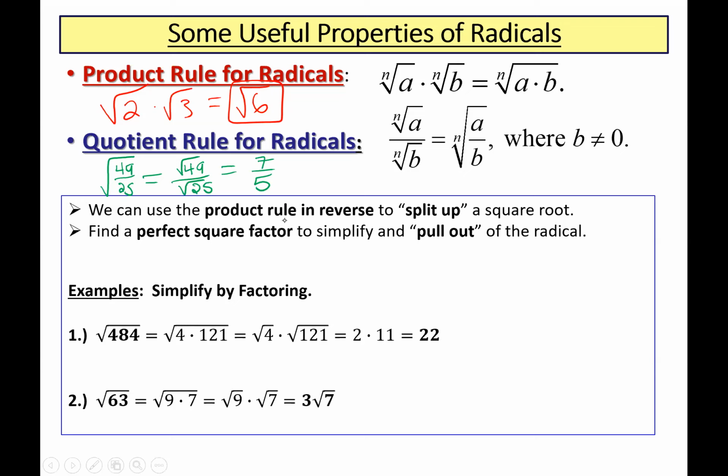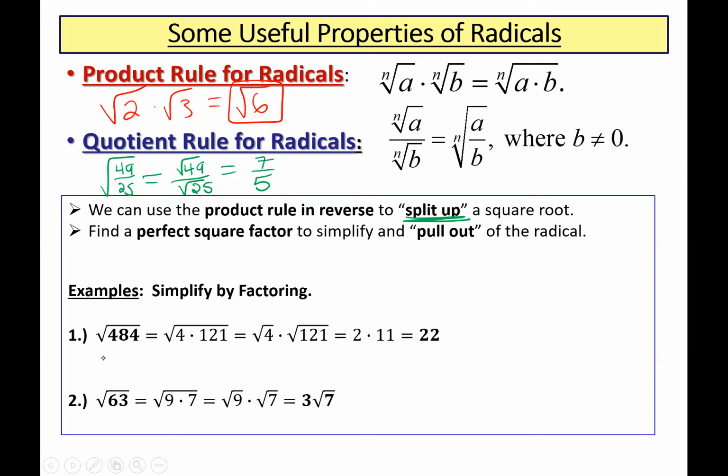We can use the product rule in reverse to split up a square root. That's going to be factoring, basically. Then here's the next step. We're going to find a perfect square factor to simplify and pull out of the radical. Here's where we're going with this. We're now going to see square roots that don't necessarily have a nice whole number answer. Here's our example on this page: the square root of 484. We already saw this number. We used our calculators earlier and got the answer of 22, but here's how you could do it by factoring, or by breaking the number down.